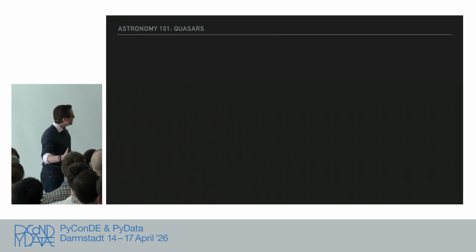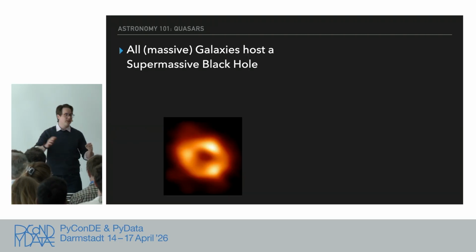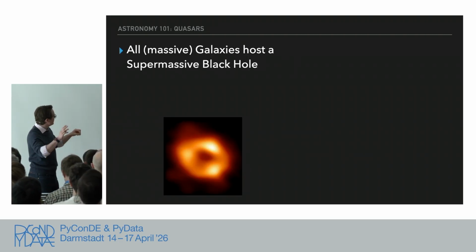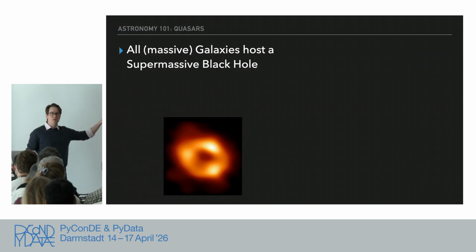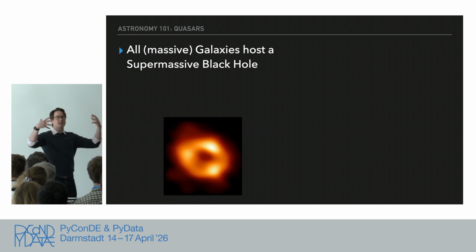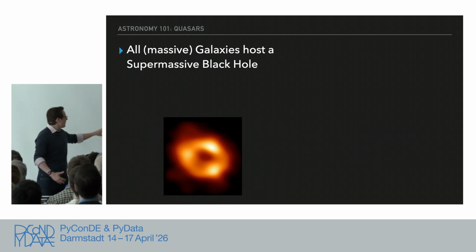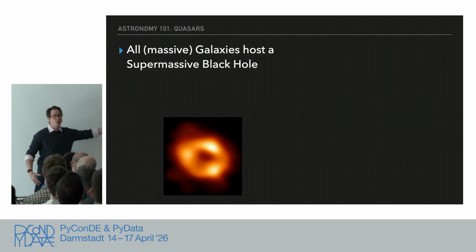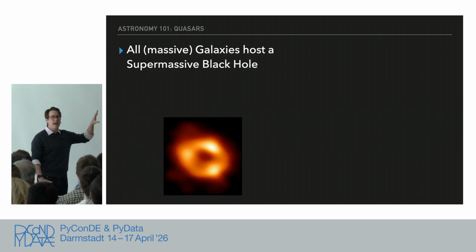Now I'm not going to prove this to you, and you're going to take my word for it, but I'm going to say that all galaxies, asterisk maybe, host a supermassive black hole. This is actually an image of a black hole taken by the Event Horizon Telescope, or I should say, of course, we cannot take a picture of a black hole itself. The black hole does not emit any light, but we can take a picture of the gas around the black hole, which does emit light, and that's what you're seeing here. And this exists at the center of every galaxy.